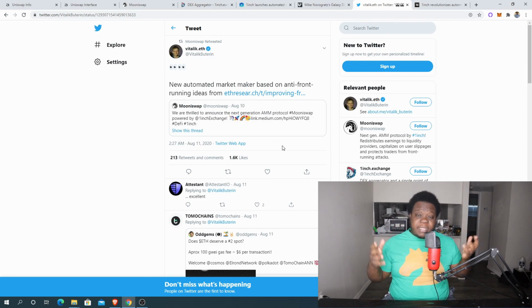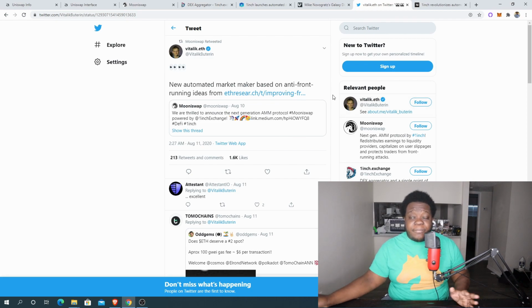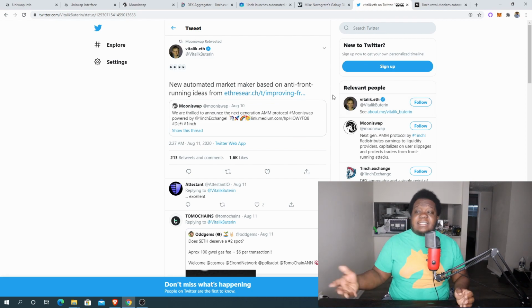So it's pretty much built on some things that Vitalik was talking about, how we should build these automated money markets a little bit different, so that way there's no X amount of whatever. They're talking about code stuff. I don't know much about it, but at least I know that Vitalik is out here promoting Mooniswap, so of course people are on it.